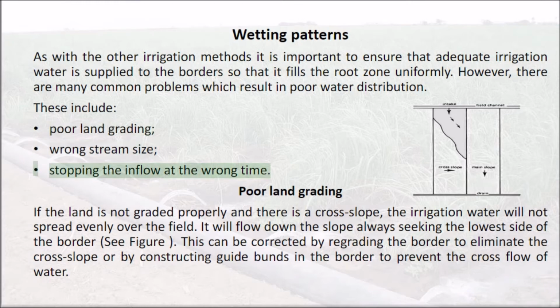Stopping the inflow at the wrong time. Poor land grading. If the land is not graded properly and there is a cross slope, the irrigation water will not spread evenly over the field. It will flow down the slope, always seeking the lowest side of the border, see figure. This can be corrected by regrading the border to eliminate the cross slope or by constructing guide bunds in the border to prevent the cross flow of water.